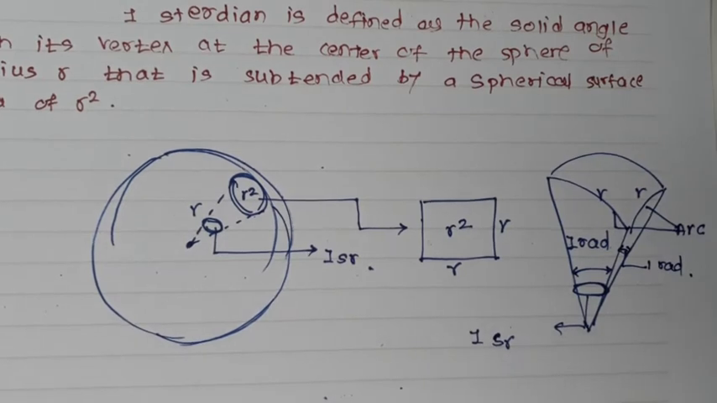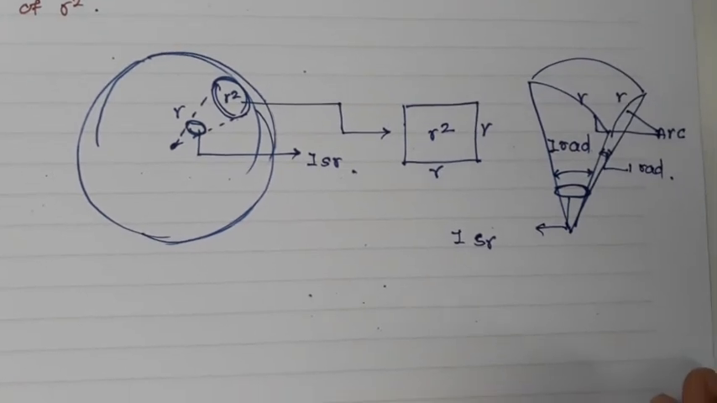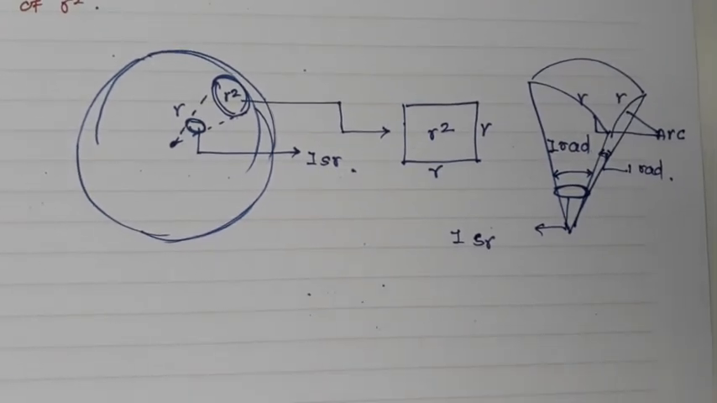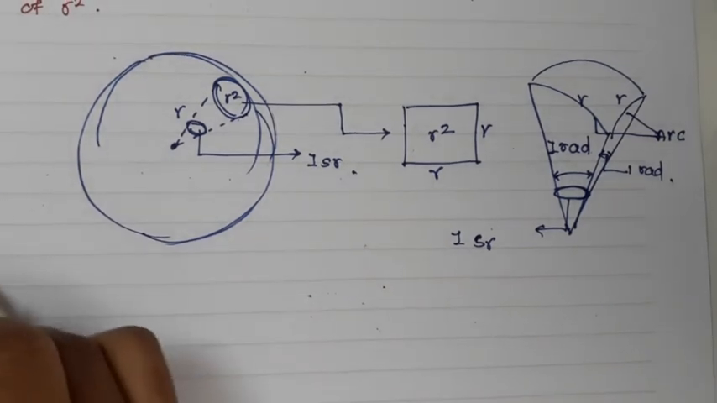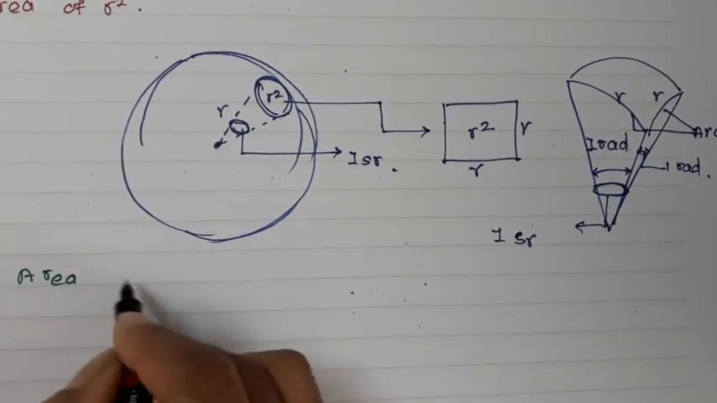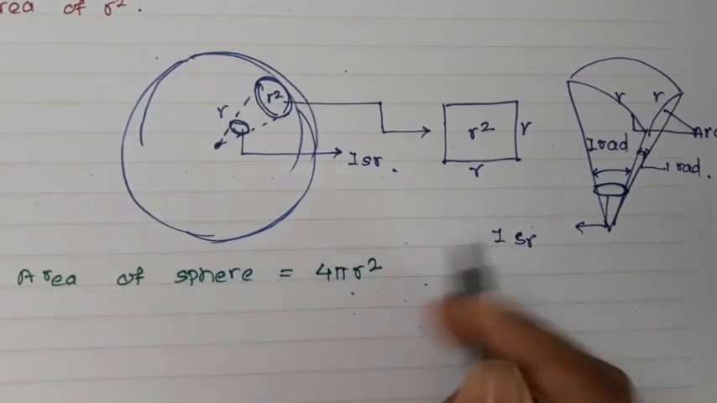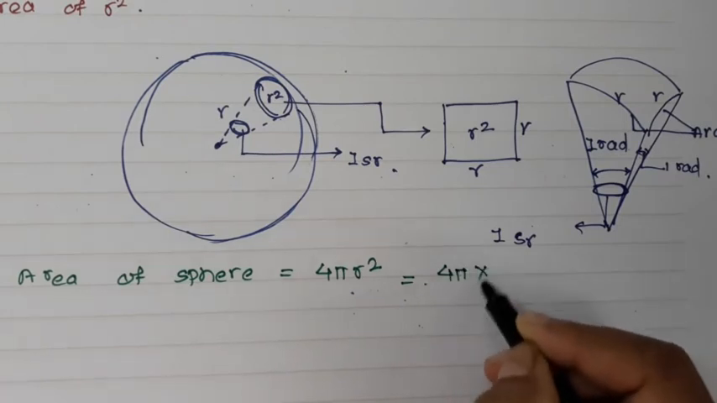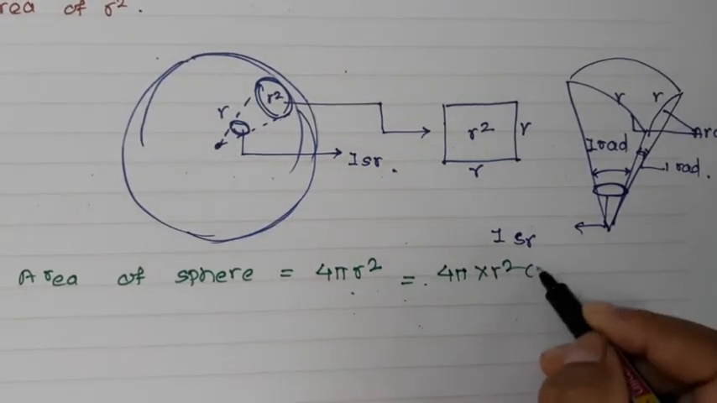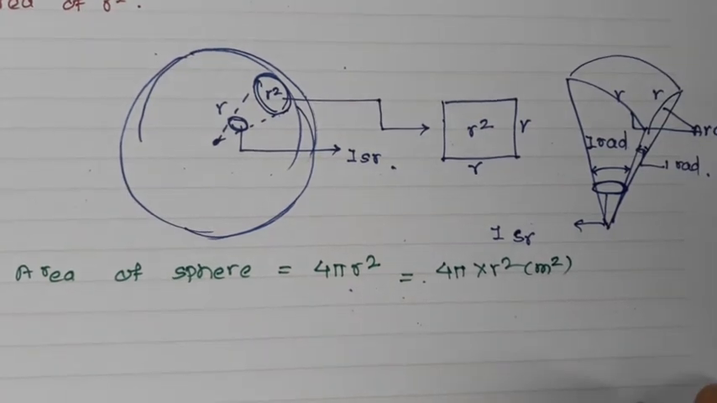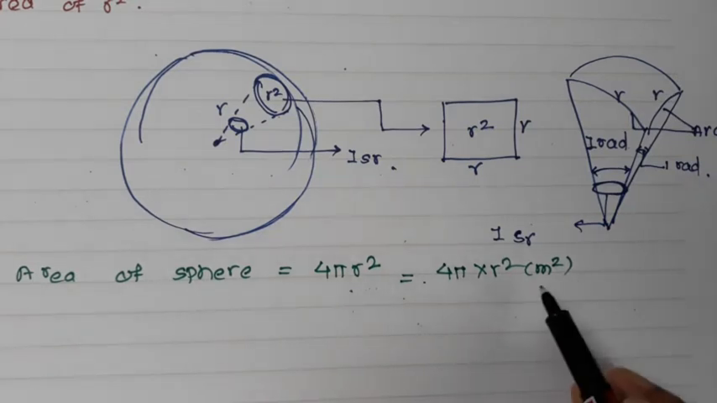Now let us see the relationship between steradian and radian. This is a sphere, so we know how to calculate the area of a sphere. The area of a sphere is equal to 4 pi r square, which is in meters, so it will become meter square. Now this area can be thought of as 4 pi number of sections. Each section is of an area r square.